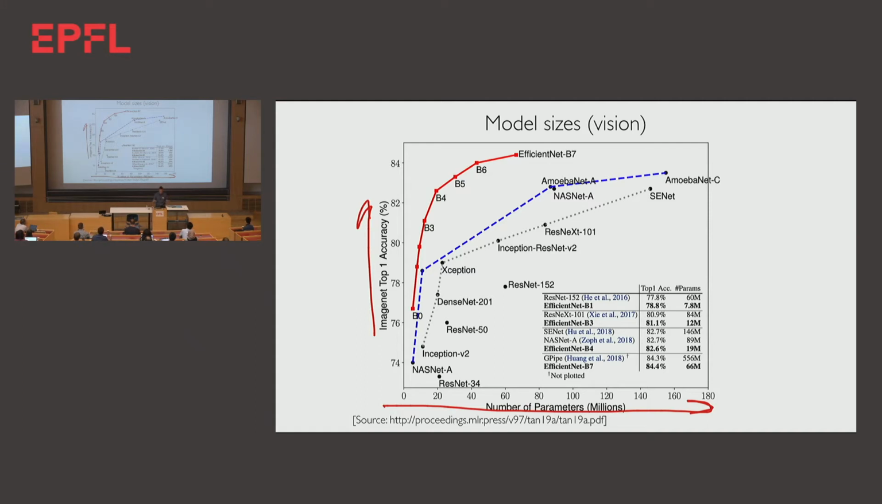And on the larger side of things for vision, we're talking about half a gig. So it's not too bad. We can fit it on a V100. We can run mini-batch training and whatnot. But nevertheless, these are large models.